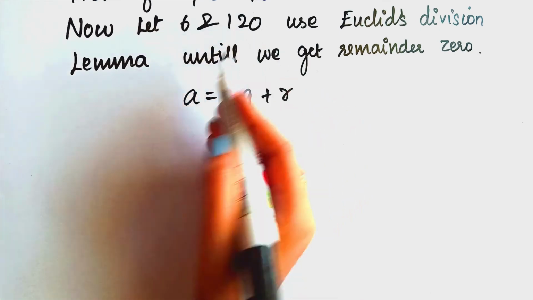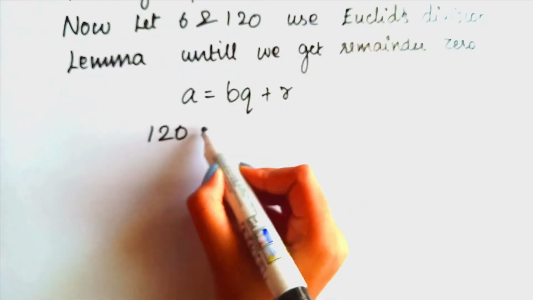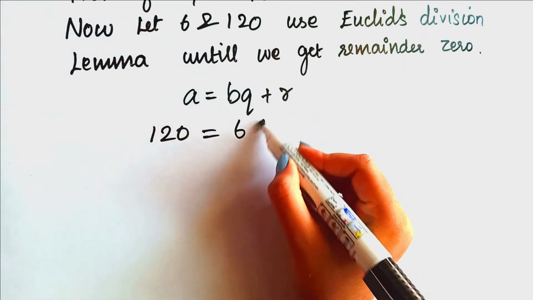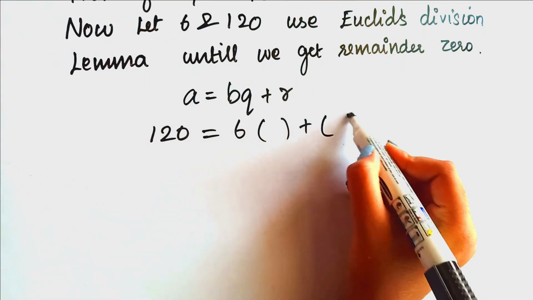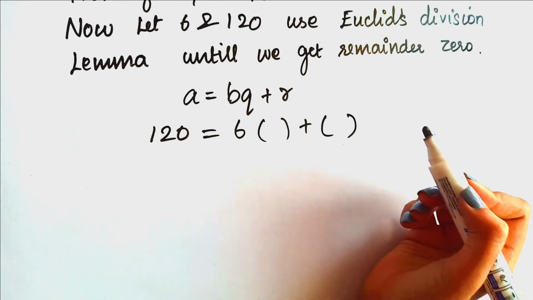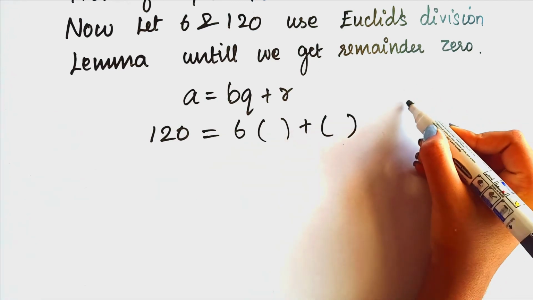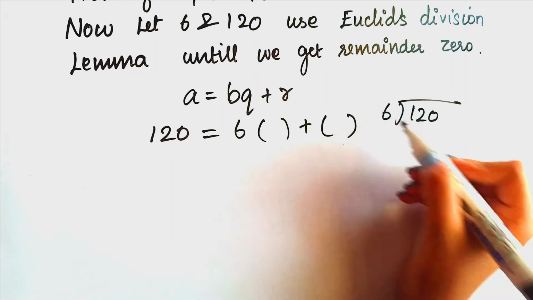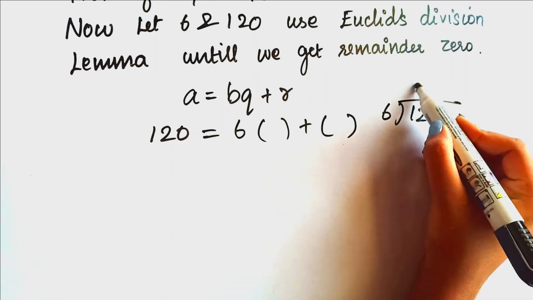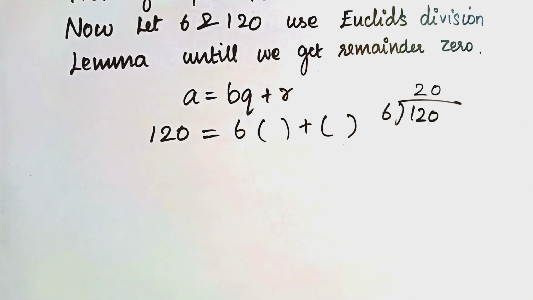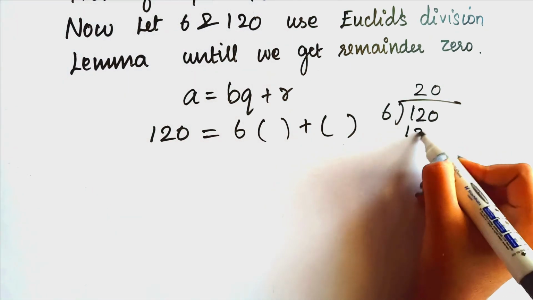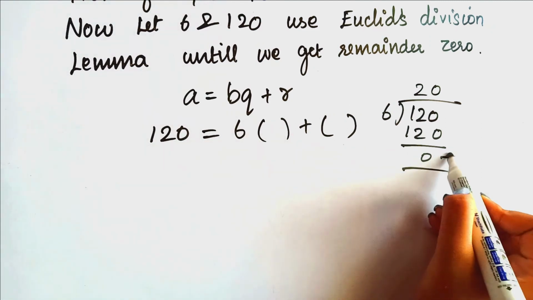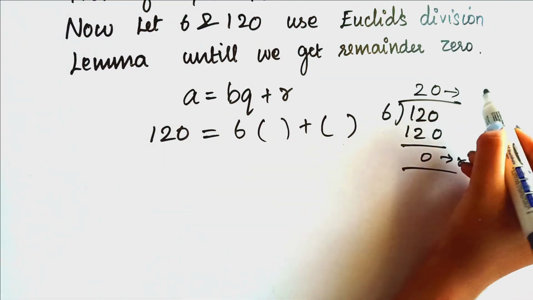Here the big number is 120. So 120 is equal to, and in the place of b we are going to substitute 6. Now we have to find the quotient and we have to find the remainder. So let's divide. Here we'll get 120 and here it's 6, right? So 6 into 20 we'll get an answer 120. So therefore we'll get an answer 0. So therefore our remainder is 0 and the quotient is 20.